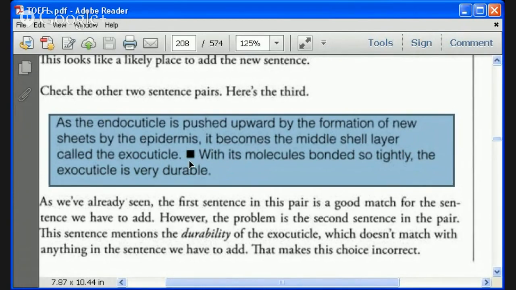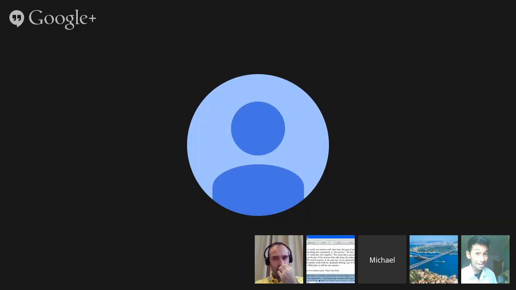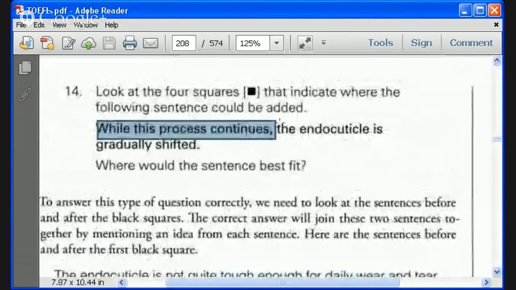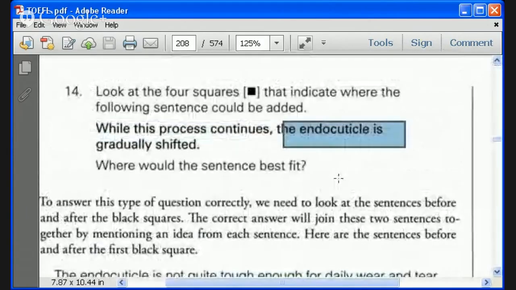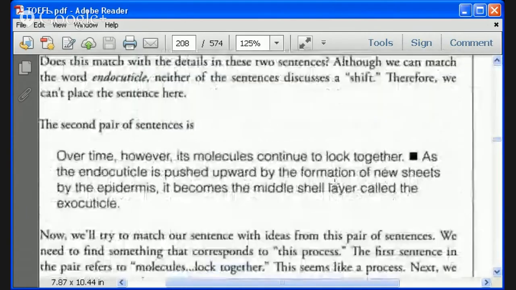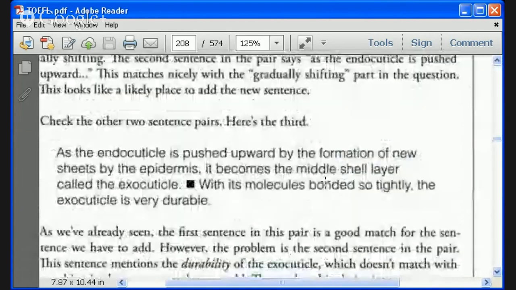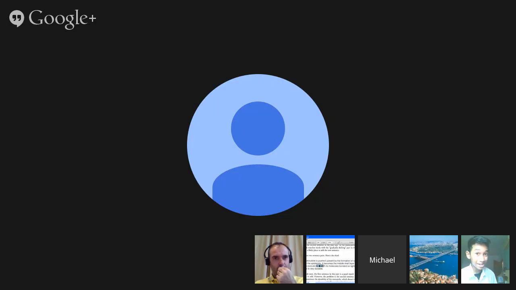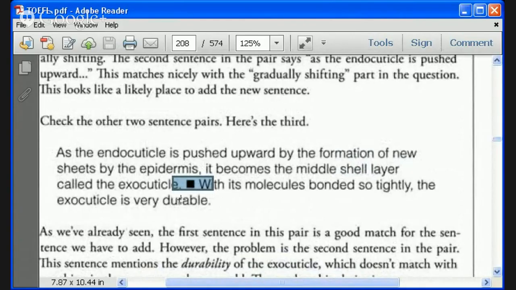What? So what is the sentence? I don't remember the sentence. Okay. While this process continues, the endocuticle is gradually shifted. The endocuticle. So wait a minute. No. There is no. We've already. That doesn't make sense.